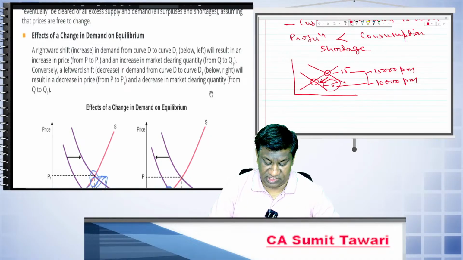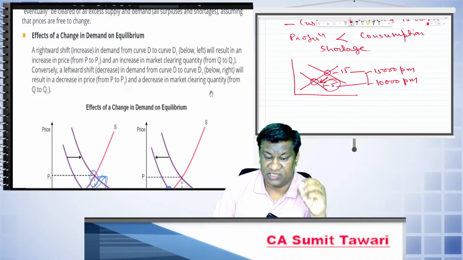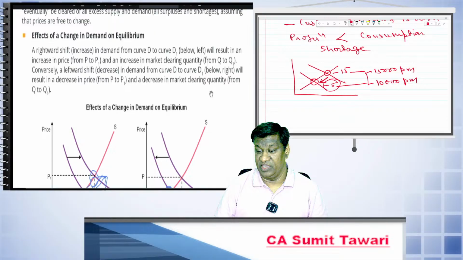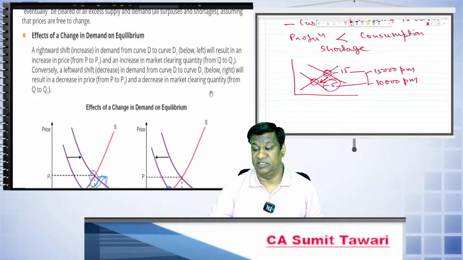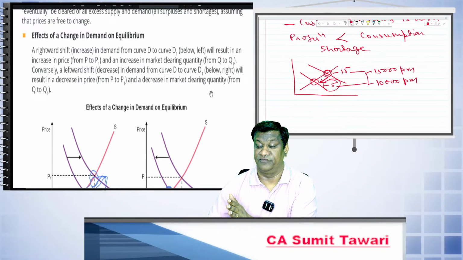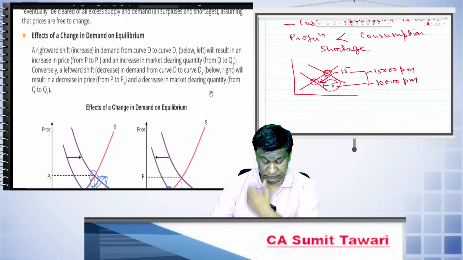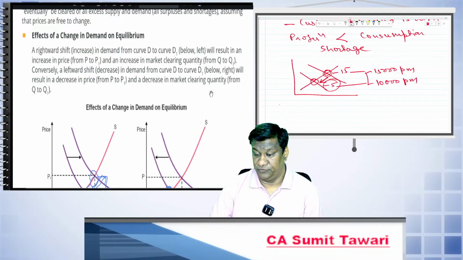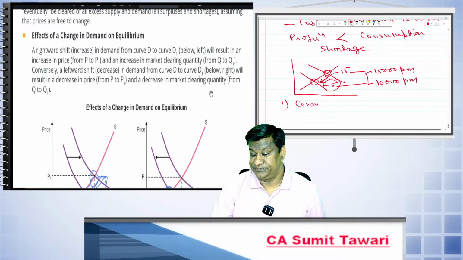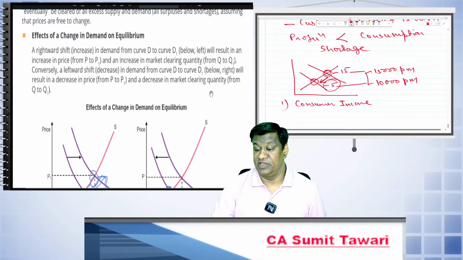I'm just trying to explain the reasons. Earlier, 15 was the equilibrium price, meaning customers were ready to buy at 15 and the supplier was also ready to supply at 15. But now the equilibrium price has shifted to 5. So the first reason is basically consumer income. They cannot afford 15; now they can pay only 5. If the supplier is still willing to supply at 15, they are going to go out of business.